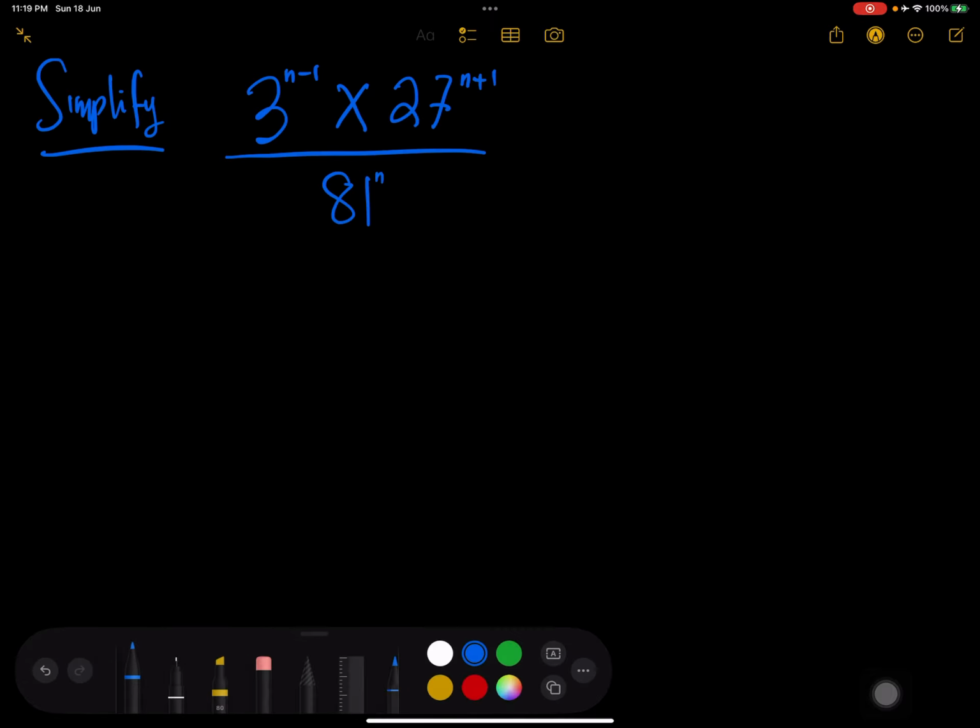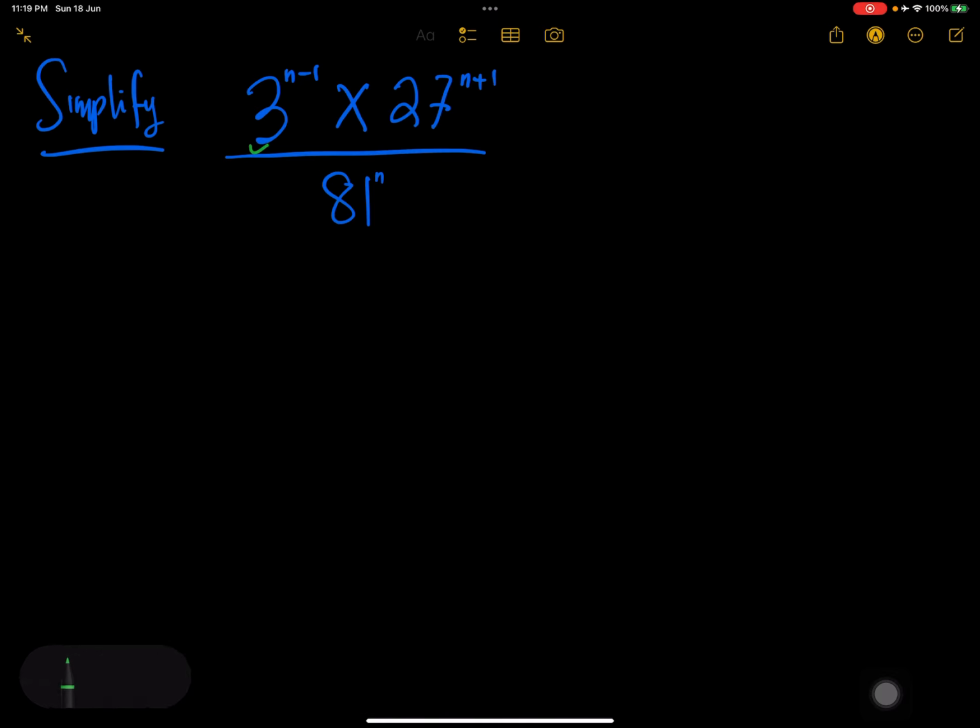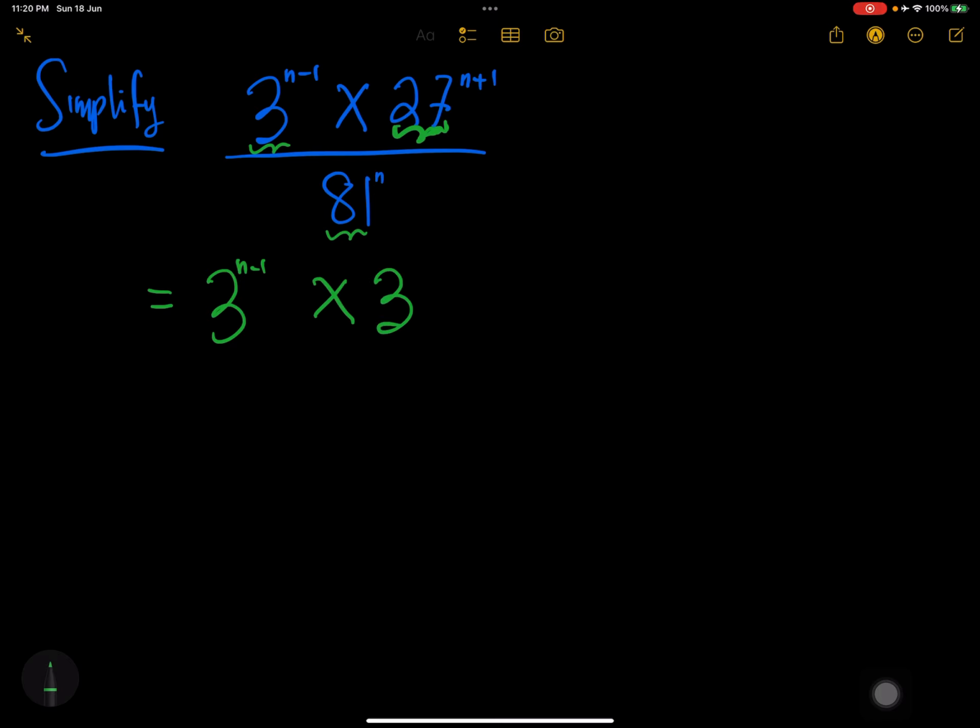Now, one trick here to notice is that we have the number 3, and 3 is common to 81, and that same 3 is common to 27. So we introduce our equal to sign and write 3 to the power n minus 1 multiplied by the 27. How do we write that in terms of 3? It's 3 to the power of 3, because we know 3 times 3 times 3. These two give us 9 times 3, which is 27. All right. So we have been able to rewrite 27 in terms of 3 to the power of 3.